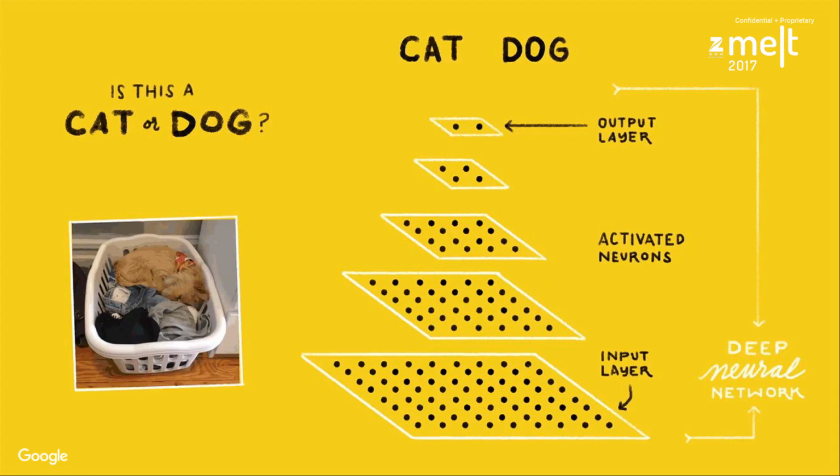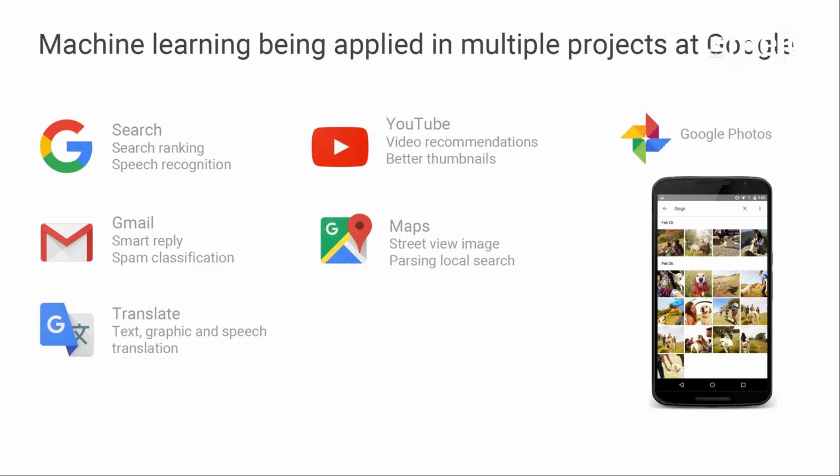A lot of this is being applied in our consumer products. You may or may not have seen this, but we are building smart intelligence into photos, into Gmail, into YouTube, into search, into translate, as well as in maps. But these are consumer products. We're here to talk about digital marketing.